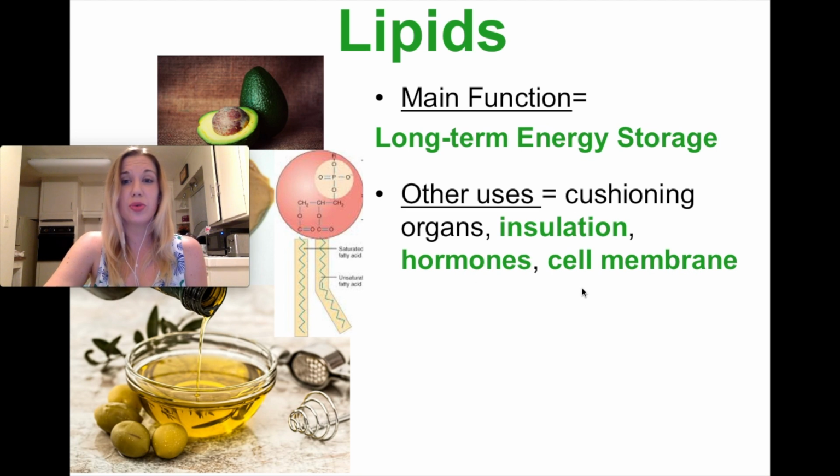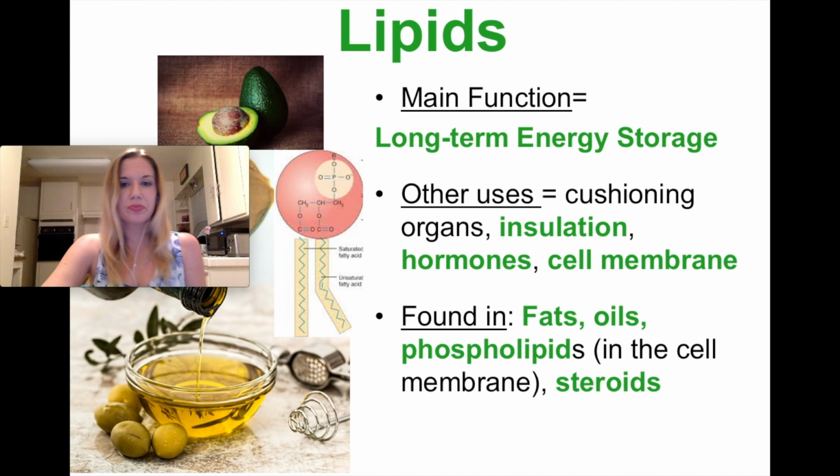And lipids do make up the cell membrane. They have a subgroup called phospholipids, and phospholipids are what make up the outer membrane of every single one of our cells. So they are super, super important in the body.